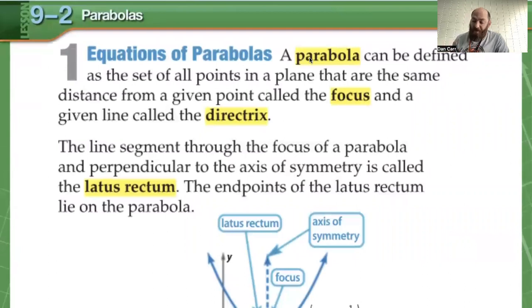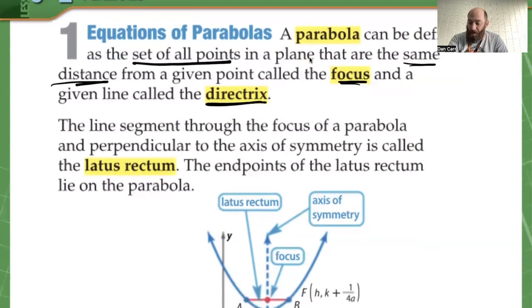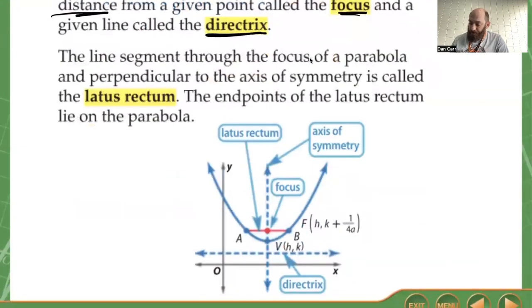A parabola can be defined as the set of all points in a plane that are the same distance from a given point called the focus. So our focus is one of our first new terms that we're going to cover today. And it's also the same distance to a given line called the directrix. So you see this image right here. Here's my parabola. Here's the focus right here in that spot. The directrix is right here.